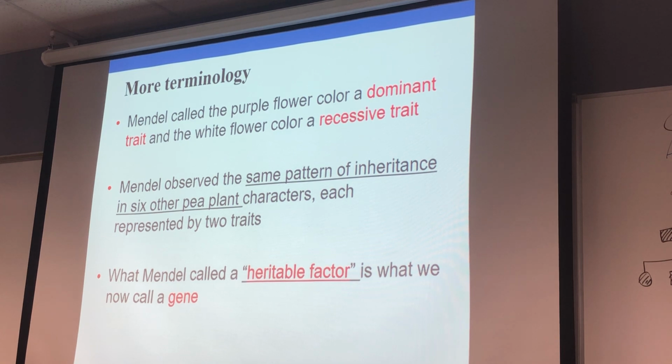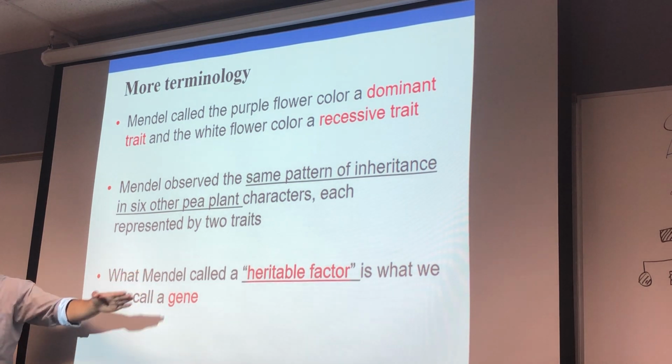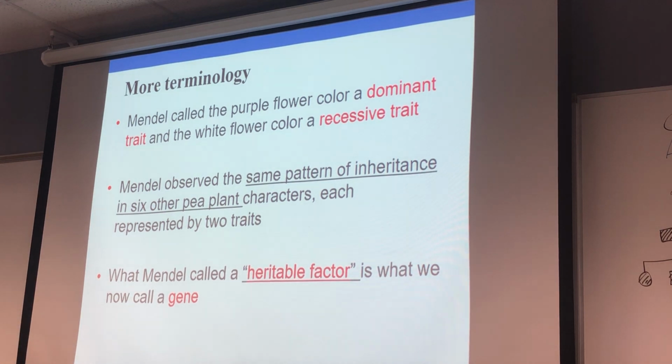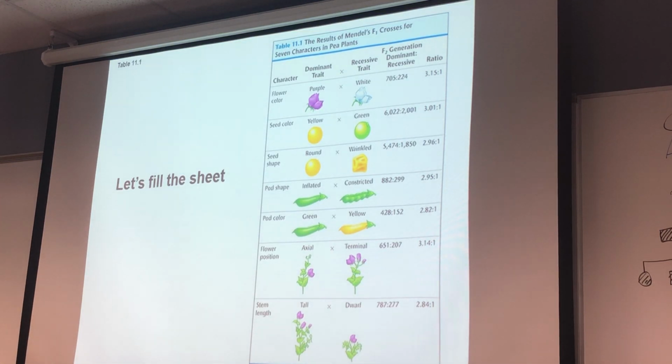Okay. So he observed the same pattern of inheritance in 6 other pea plant characters, each represented by 2 traits. Okay. So he called these heritable factors, as we mentioned in the beginning, but now we call them genes. What are these other characters or traits? Then you have here the ones that we showed, the flower color, purple and white. He also worked with the seed color, yellow and green, and the seed shape, round and wrinkled, and also pod shape, pod color, flower position, and stem length. Many other pea plant characters.